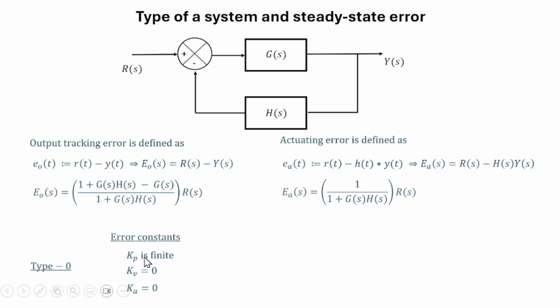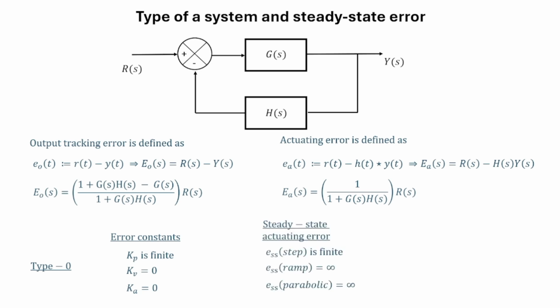You can see that for a type 0 system, we know that Kp will be finite, Kv 0, Ka 0. Now, the steady state actuating error in this case, for step input will be finite, for ramp it would be infinite, for parabolic it would be infinite. However, the steady state output tracking error or the steady state error cannot be commented on based on the information about Kp, Kv, and Ka.